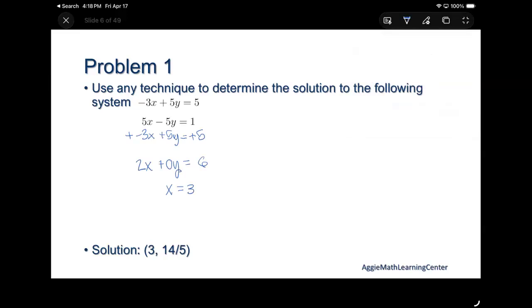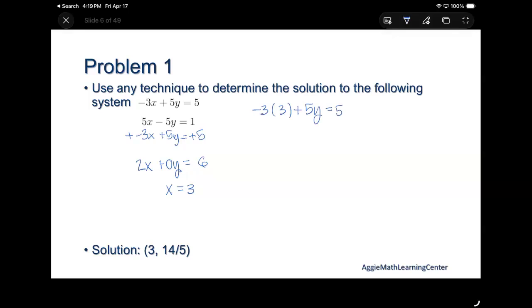Okay, now I can plug this in. Because I have one of the variables isolated by itself, I can use that information, plug it back into the system. Either one of the equations will work. I pick the top one. So negative 3 multiplied by 3 plus 5y is equal to 5. That's what I know so far.